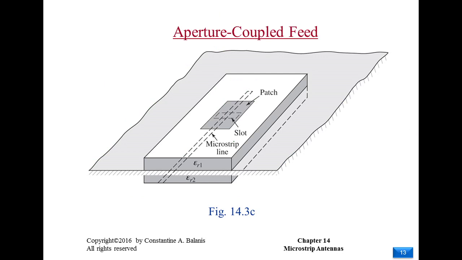Another feeding mechanism is the aperture coupled feed. In this case, we have three metallic layers. The middle one is a ground layer with an aperture. The bottom one is a layer where we have a transmission line that carries the signal. The aperture in the middle layer couples the field from the microstrip on the bottom to the patch on the top. So we have the patch on the top, a reference plane in the middle with an aperture, and at the bottom just a microstrip line carrying the signal. The signal is coupled from the line through the aperture to the patch.